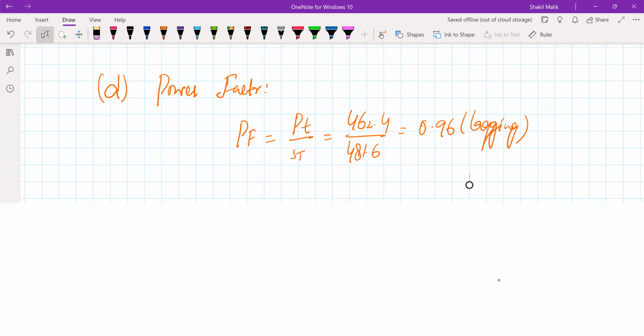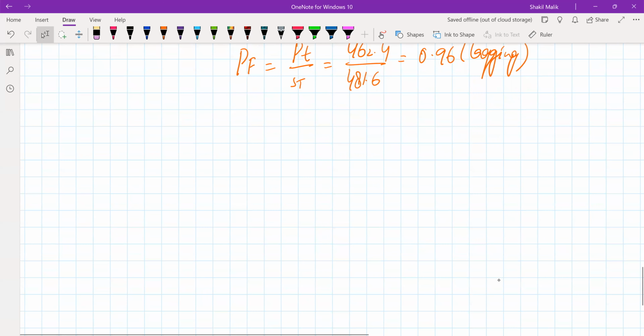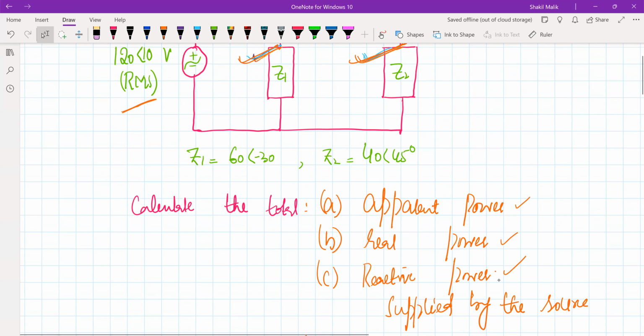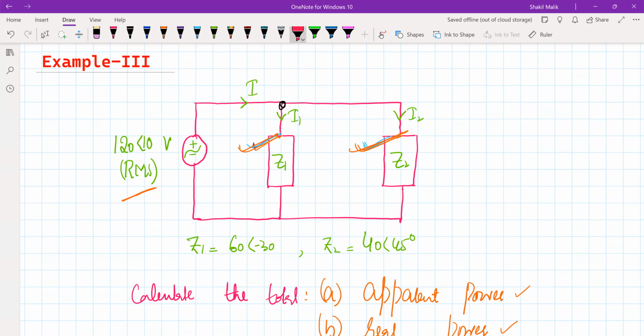Now see what I did here. I calculated the complex power consumed by this element and this element. Because the complex power must come from the source, I said whatever is consumed by these two must be supplied by the source. That's what I used. But we can also use the source element approach, meaning if I know the voltage and current of this element, we can also do that.